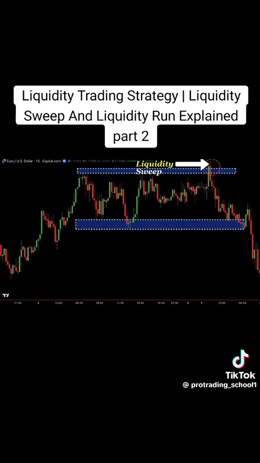Right after the sweep, price reverses, and as you can see, the market moves downward exactly as expected. This is the power of understanding liquidity behavior inside ranges. You don't chase breakouts, you wait for sweeps. Now that you understand how institutions use liquidity sweeps and liquidity runs, let's apply everything on a real market example.